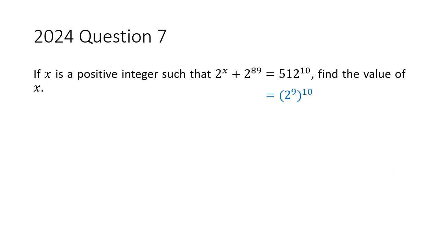Notice that 512 is 2 to the power of 9, so we can simplify that to 2 to the power of 90 on the right hand side. Note that 2 to the power of 90 is 2 times 2 to the power of 89, so it's just 2 to the power of 89 plus 2 to the power of 89. Therefore, x is equal to 89.